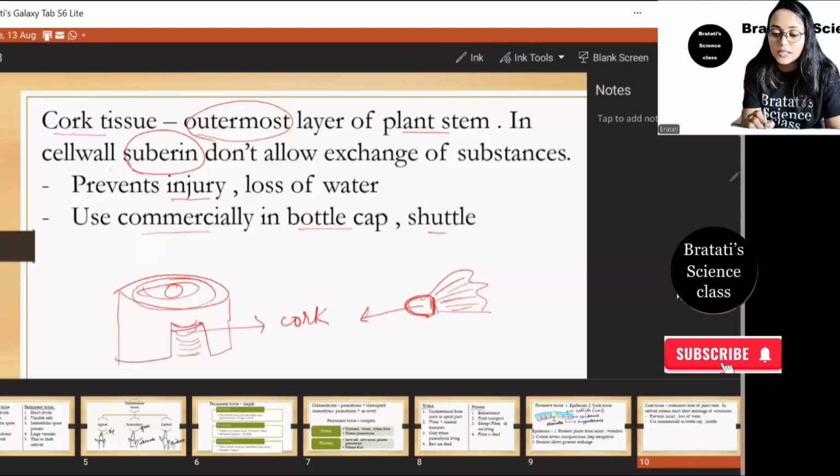As it is in the outermost layer, it prevents any water loss or gaseous exchange, and it prevents injury and protects the plants. Okay, now cork tissue is done.